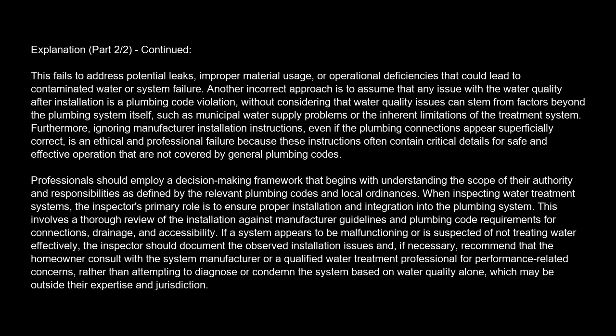Furthermore, ignoring manufacturer installation instructions, even if the plumbing connections appear superficially correct, is an ethical and professional failure, because these instructions often contain critical details for safe and effective operation that are not covered by general plumbing codes. Professionals should employ a decision-making framework that begins with understanding the scope of their authority and responsibilities, as defined by the relevant plumbing codes and local ordinances. When inspecting water treatment systems, the inspector's primary role is to ensure proper installation and integration into the plumbing system. This involves a thorough review of the installation against manufacturer guidelines and plumbing code requirements for connections, drainage, and accessibility.